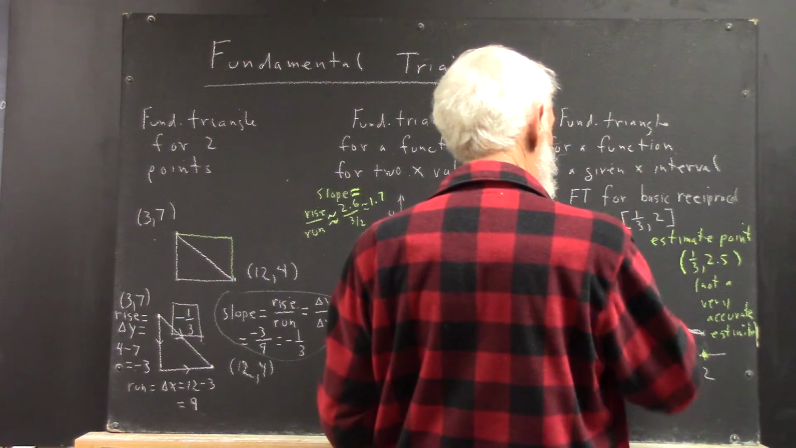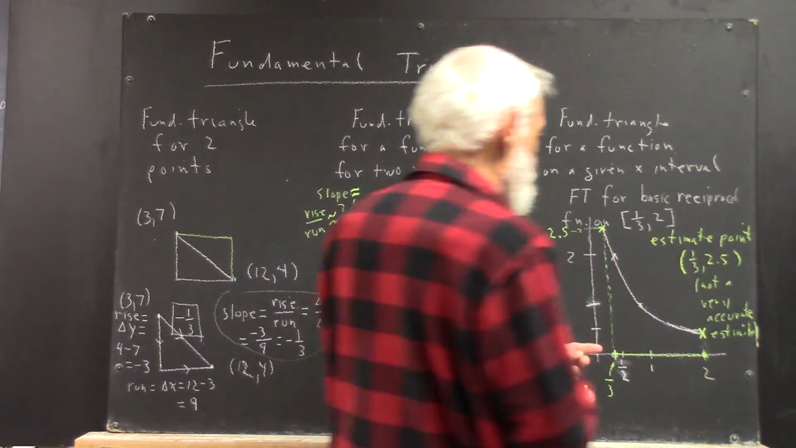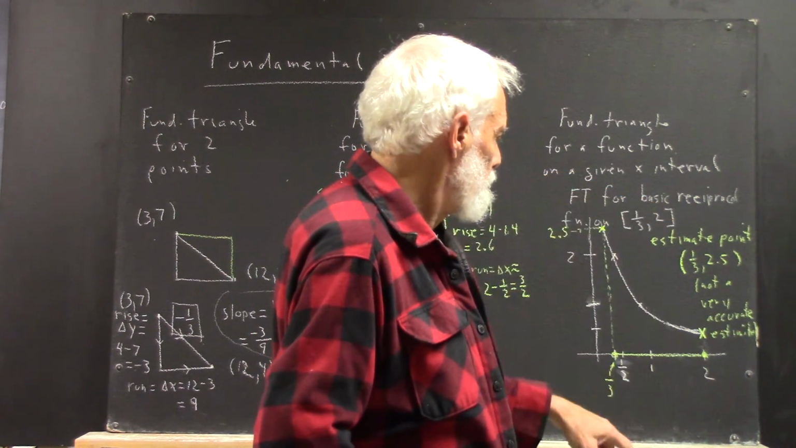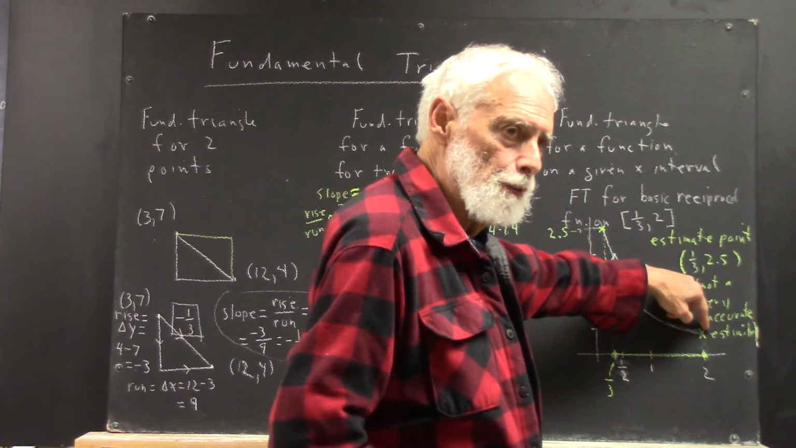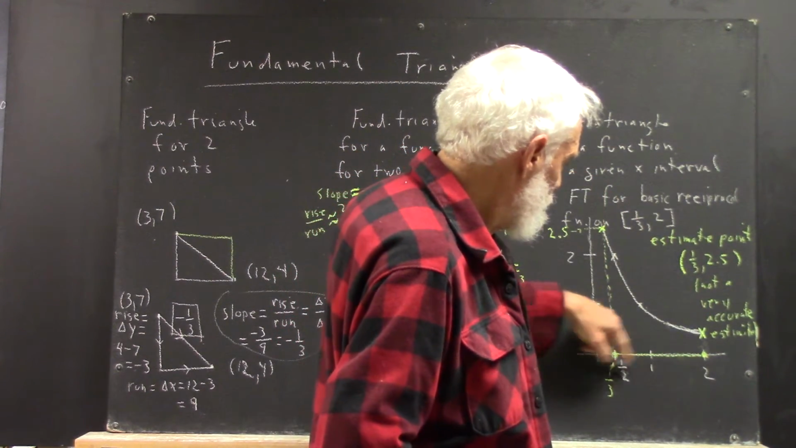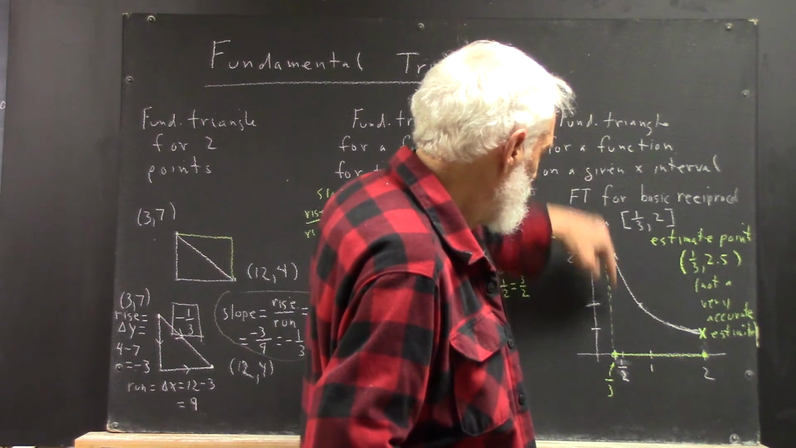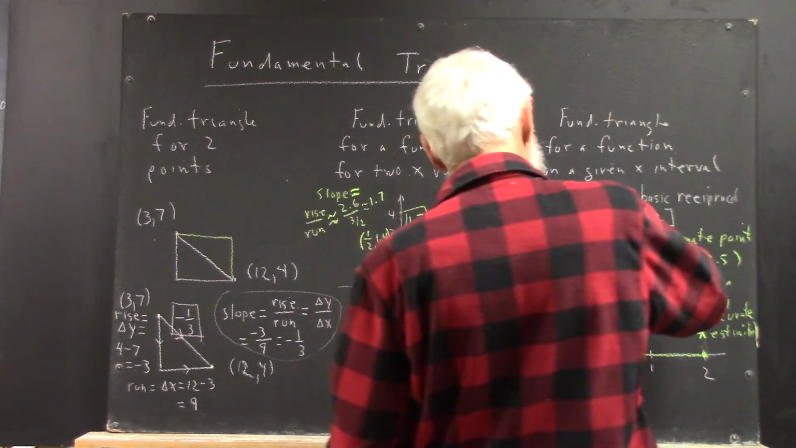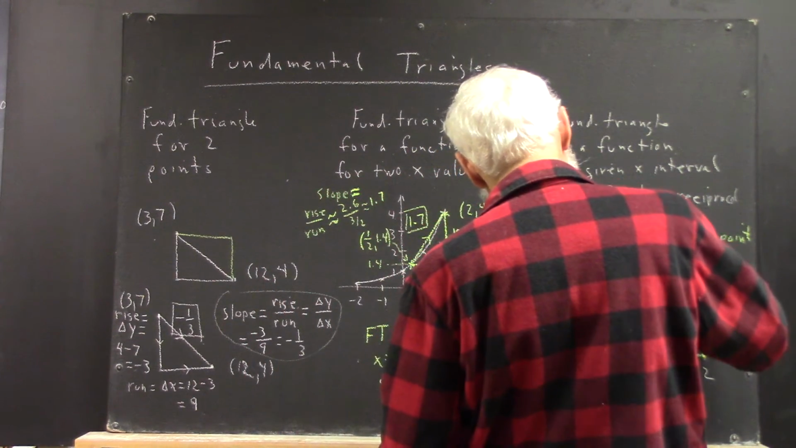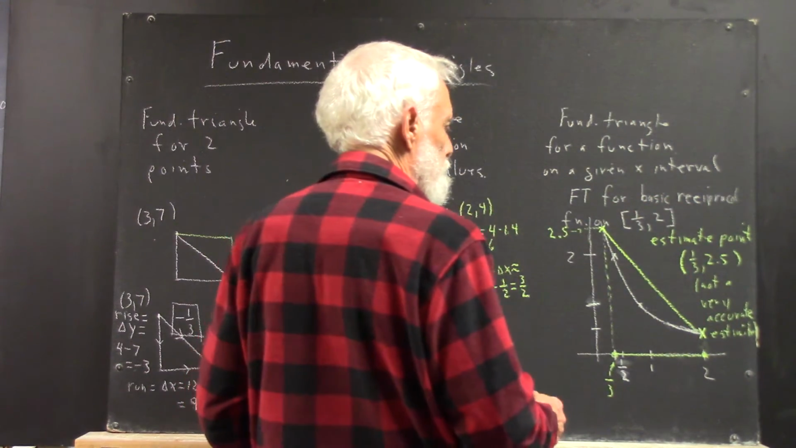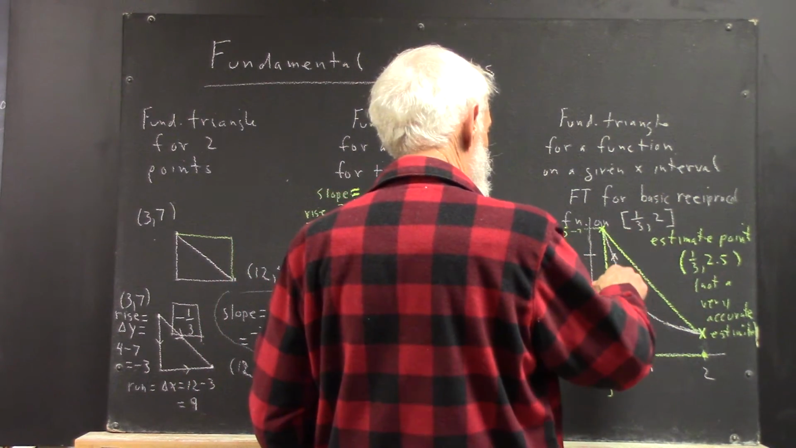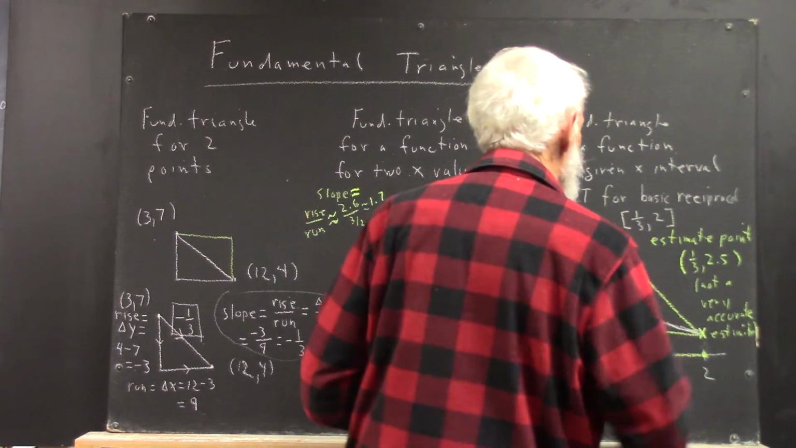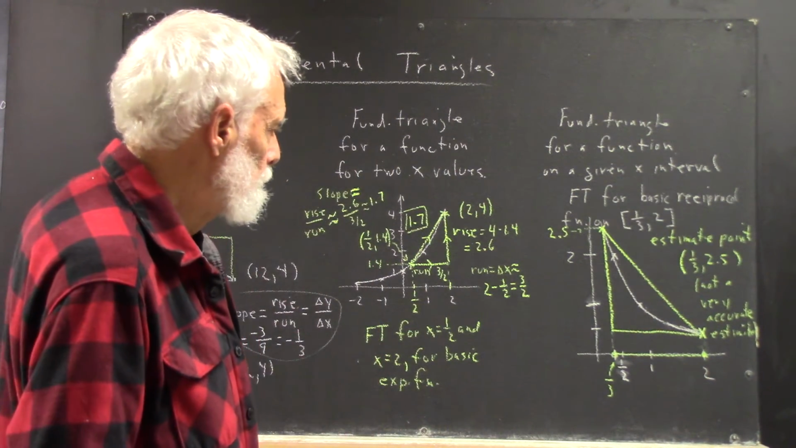So right here is one point, right here is the other. When you do a fundamental triangle for an interval, you use the points at the ends of the interval. The point at the left end, the point at the right end, and the point on the graph that corresponds to the left end, the point on the graph that corresponds to the right end. I draw a straight line. And then I'm going to do my vertical side here, my horizontal side here. There's my triangle.